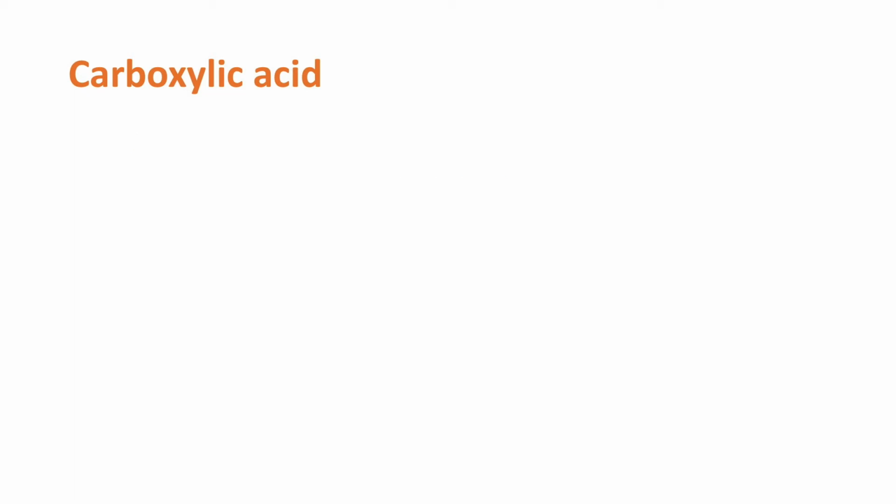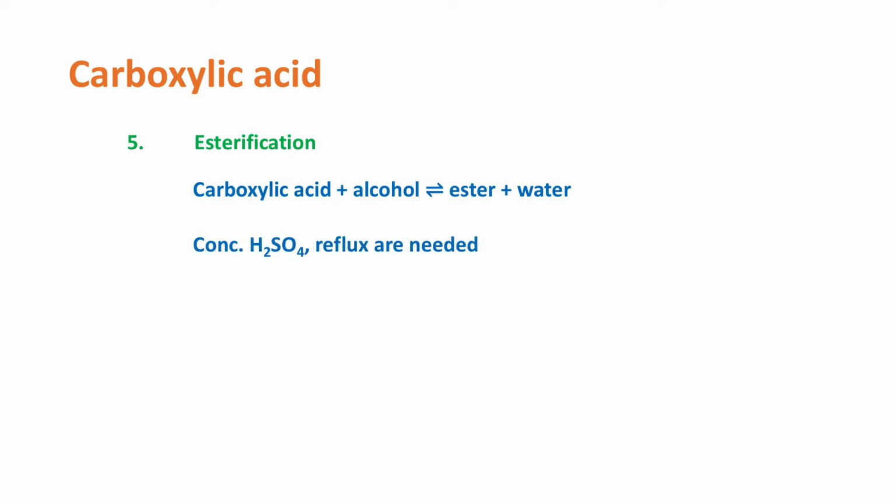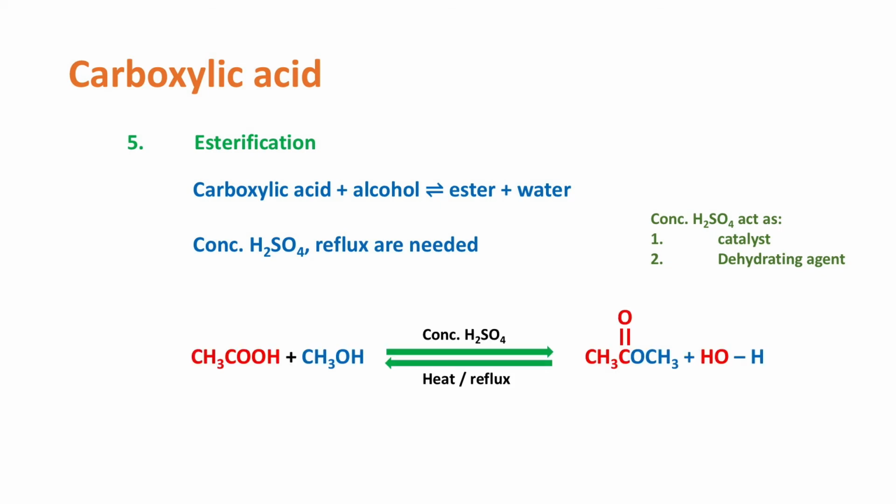Next one is esterification or formation of ester. Ester is formed when carboxylic acid reacts with alcohol with the elimination of water. Concentrated sulfuric acid is needed as catalyst and dehydrating agent. Also, reflux is necessary. The reaction is reversible, and that's why a double arrow is shown in the equation. In examination, ester is always described as fruity or sweet or pleasant smell. All these terms indicate the existence of ester.